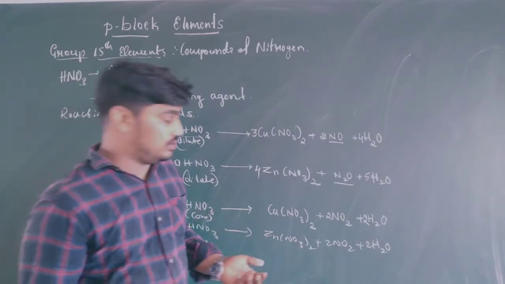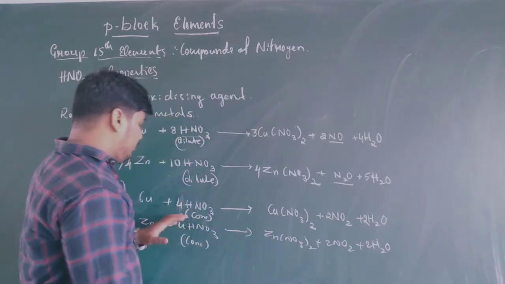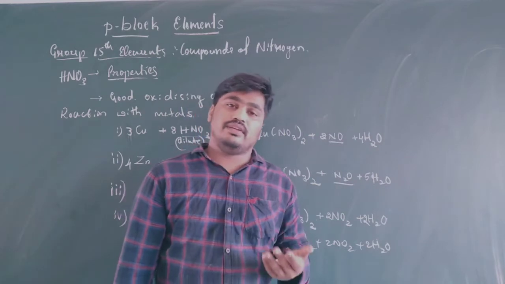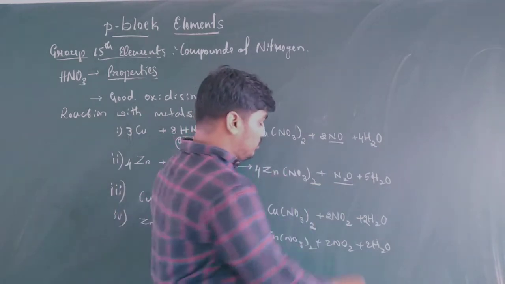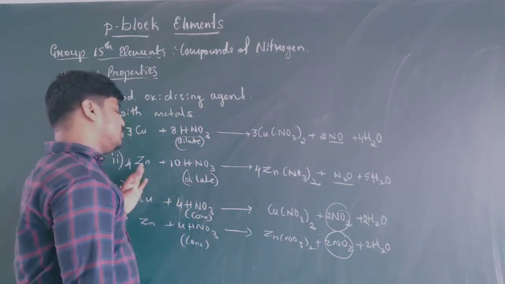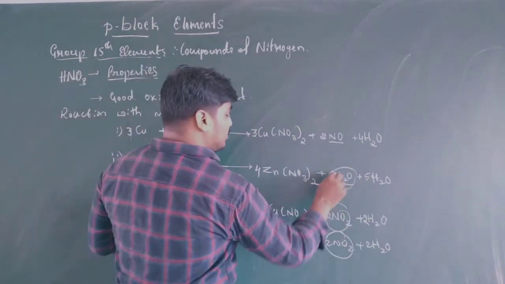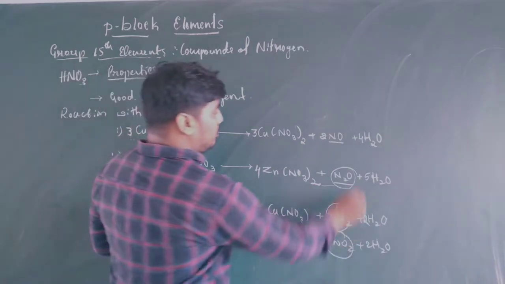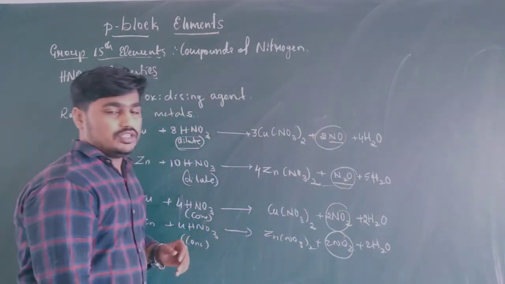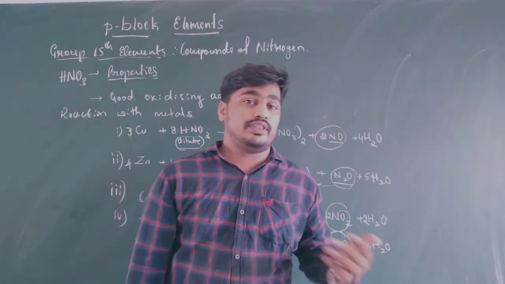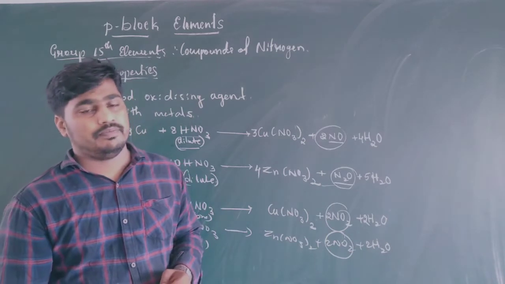zinc and copper. Please remember, whenever we use concentrated nitric acid, it always produces nitrogen dioxide, and dilute nitric acid reacting with zinc produces nitrous oxide, nitrogen laughing gas. Next, dilute nitric acid reacting with copper produces nitrogen monoxide. So these are very important things in the oxidation or reaction with metals.